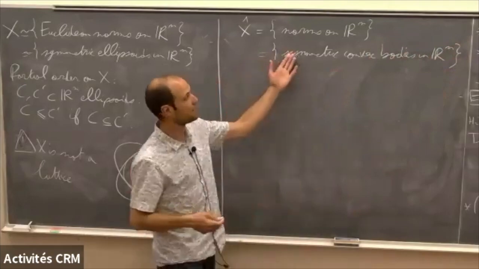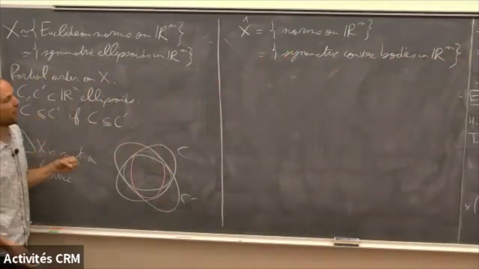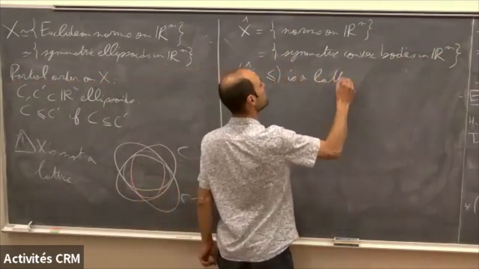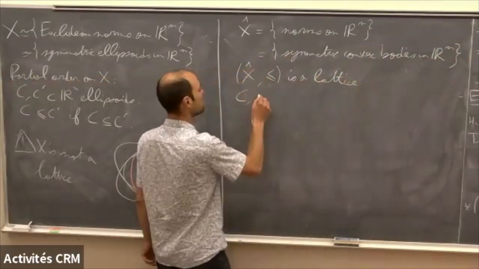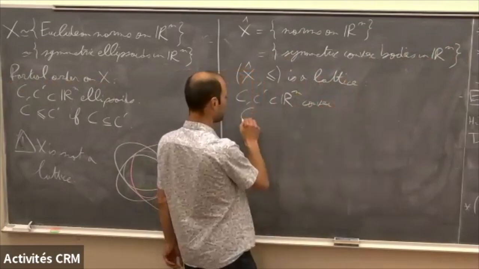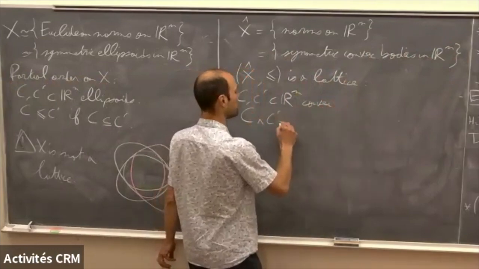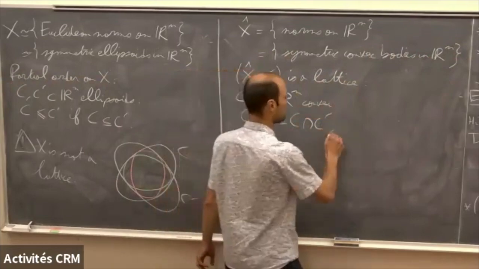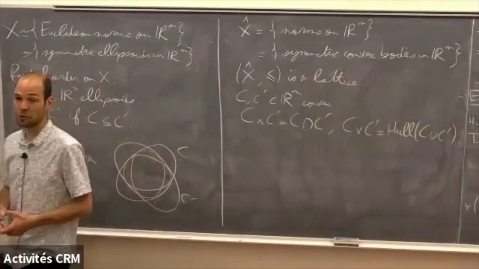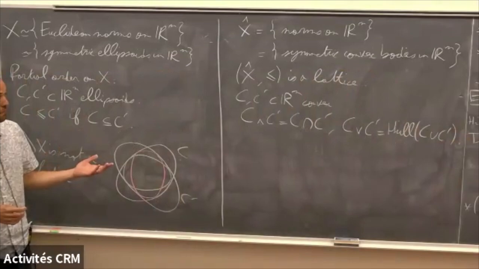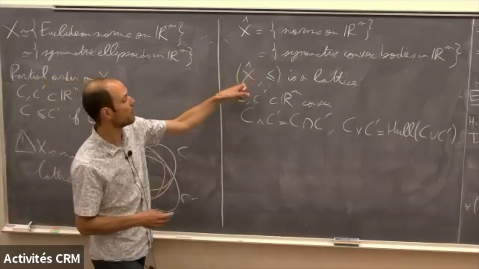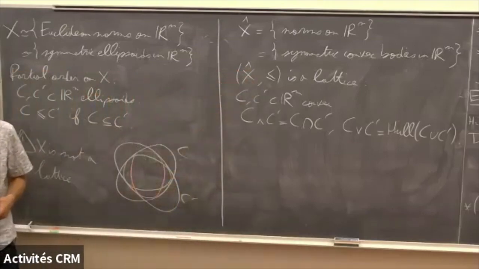And now it has the same order relation. And now X hat is a lattice. It's quite easy to see. Why? Because if C and C prime are convex, what is the meet of C and C prime? It's simply the intersection. And what is the join of C and C prime? It is the convex hull of the union. So we have a very natural lattice associated to the action of GLN-R. And GLN-R, of course, acts by order preserving transformation of the lattice.